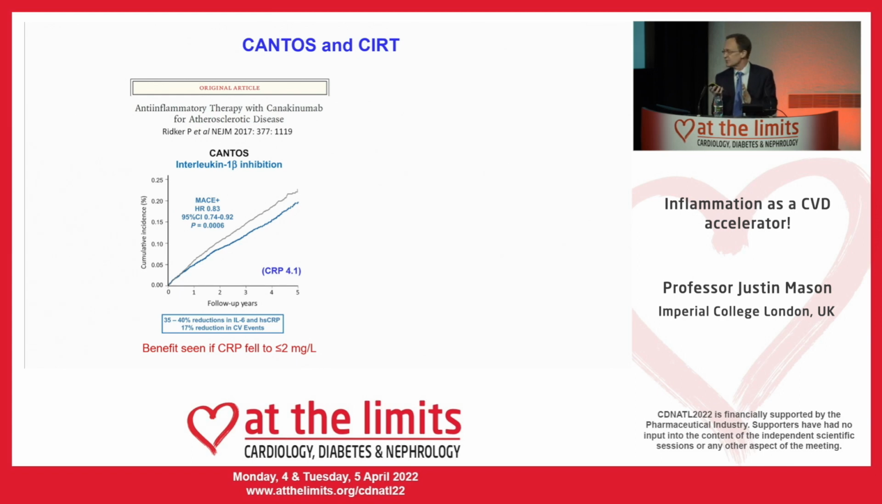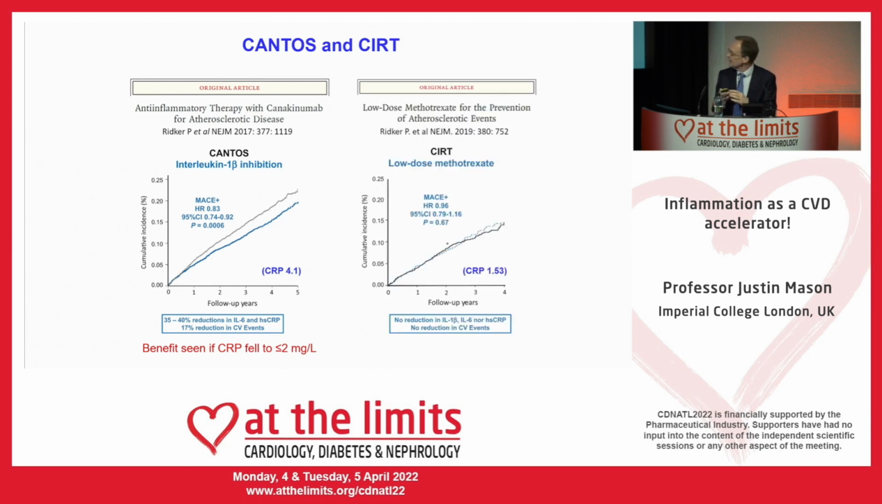But these benefits were seen in patients whose CRP fell from the mean for the study of 4.1 to less than 2. So there had to be a demonstrable benefit in terms of inflammation reduction to see a benefit of the monoclonal antibody canakinumab that was targeting interleukin-1 beta. But nonetheless, an important study in terms of the relationship between inflammation and atherothrombosis.